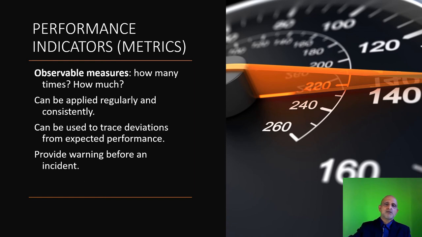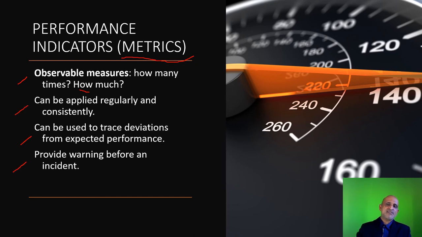Now, we have to move on to a concept known as metrics or measures. Just as you measure distance in terms of meters or kilometers, or time in terms of hours and minutes, specific metrics must be developed in order to measure biorisk management. These should be observable, and you can ask this question: how many times or how much? They should be applied regularly and consistently. They should be used to trace deviations from expected performance, and they should provide a warning before an incident.